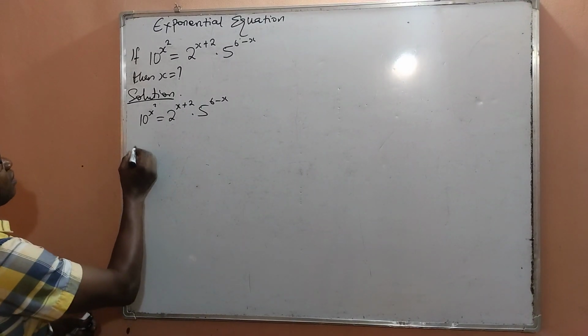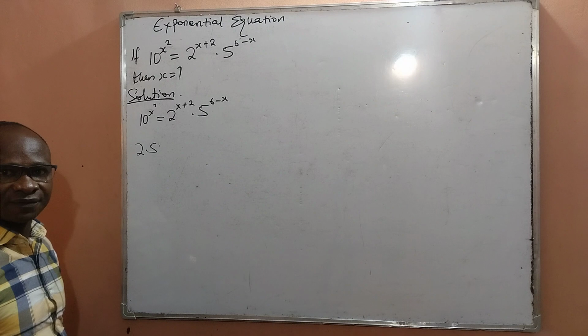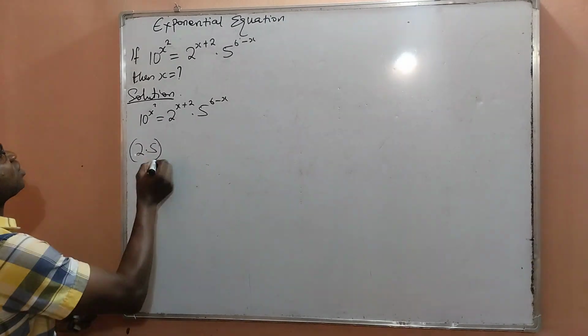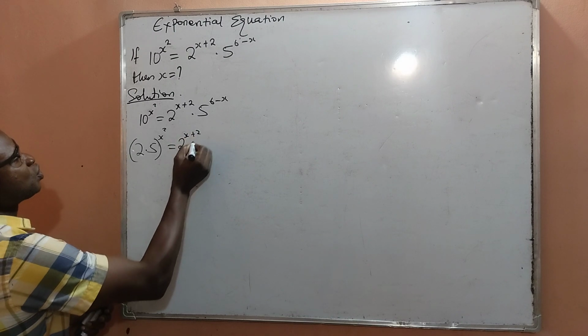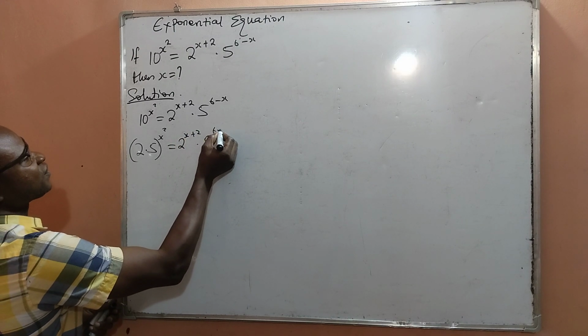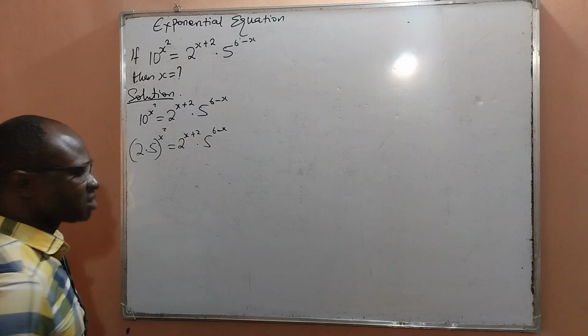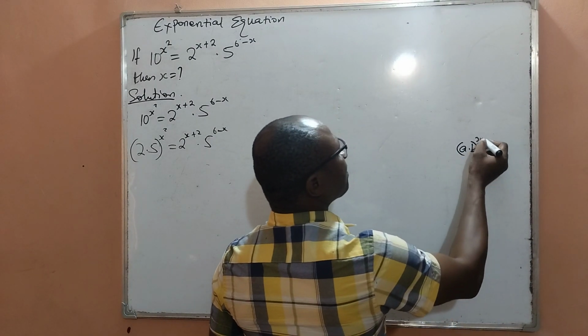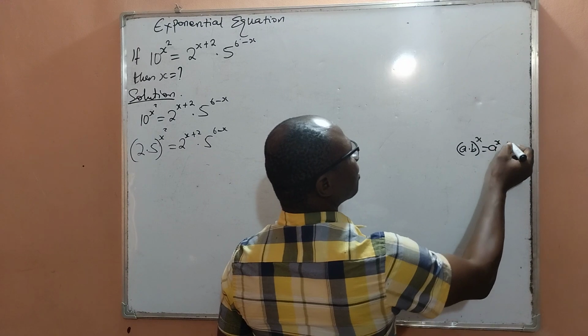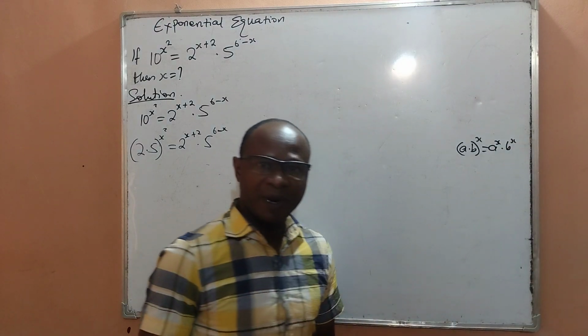This 10, I'll write it as 2 multiplied by 5. Very good. Then, still raised to the power x squared, equal to 2 to the power of x plus 2 multiplied by 5 to the power of 6 minus x. But remember in indices, a multiplied by b all to the power of x is equal to a to the power of x multiplied by b to the power of x.